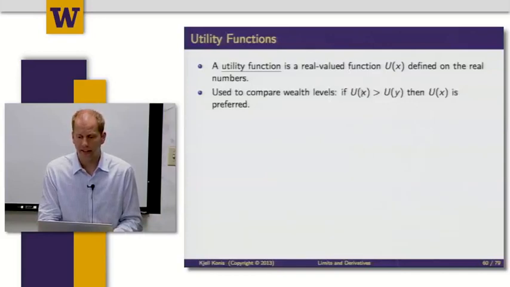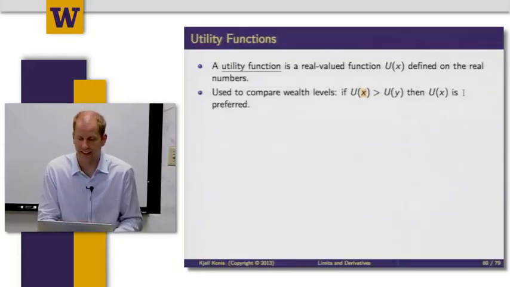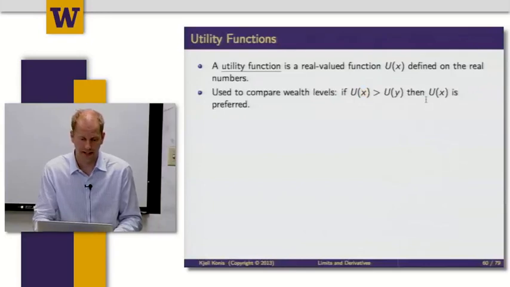Basically, if u of x is greater than u of y, where x and y are some sort of wealth, you could think of that as maybe income, maybe a payment from something, then u of x is preferred. And so it's basically telling me, let's see, well, I have some pictures, and that will hopefully make it a bit more clear.